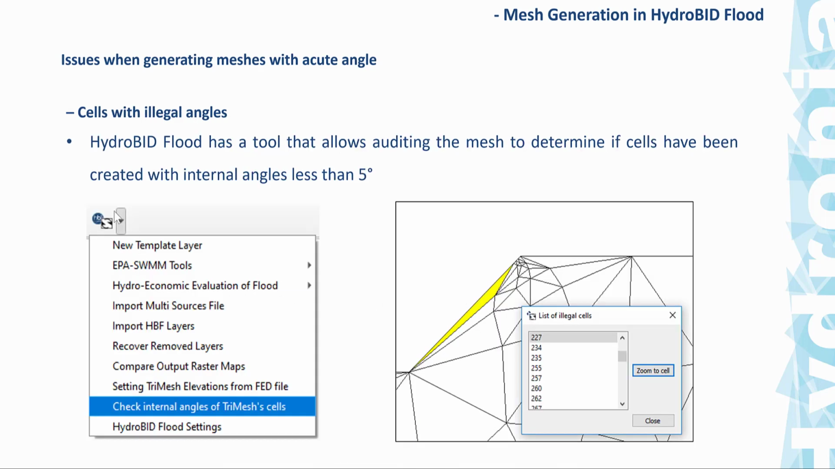So how do you access that? In the tools menu, you have the command check internal angles of tri-mesh cells, and when you do that, there will be an automatic process that will check, and it will give you the list if there is any illegal cell. Otherwise, it will tell you that you are good to go. But if you get the list, then you can zoom to the cells that have that issue. Okay.